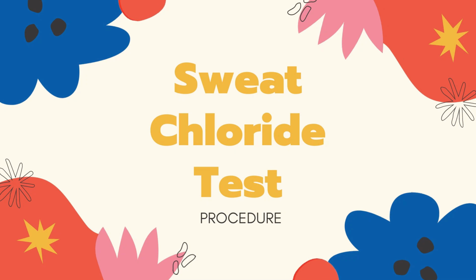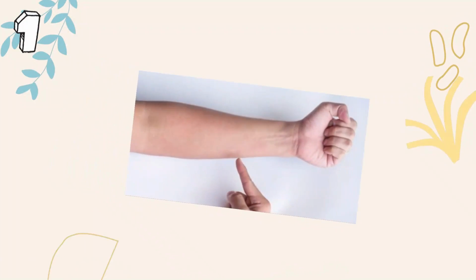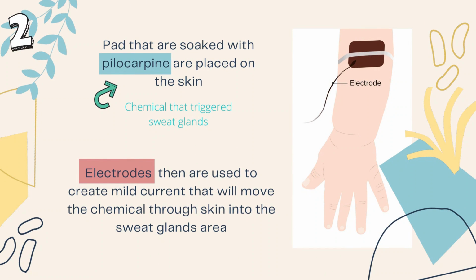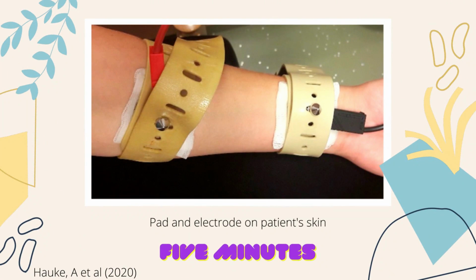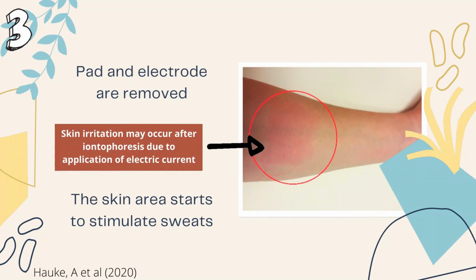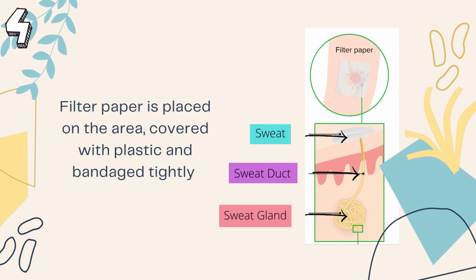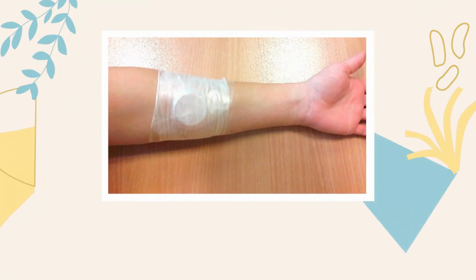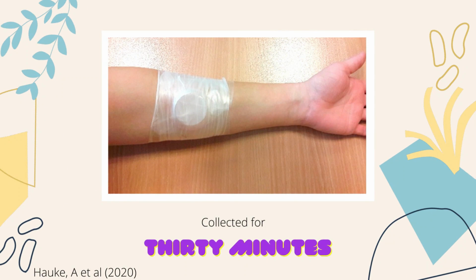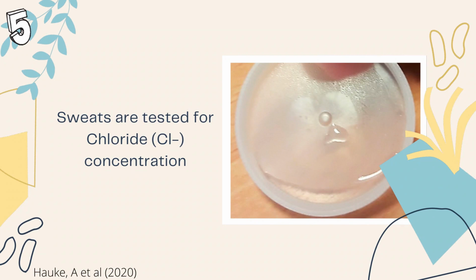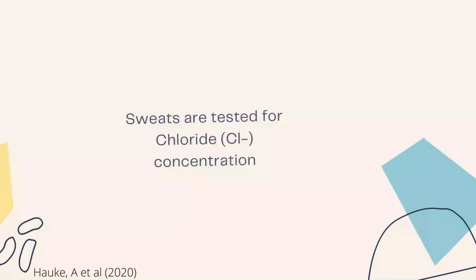Next, let's look into the procedure of this test. First, clean the patient's hand. Pads that are soaked with pilocarpine are placed on the skin. Electrodes are then used to move the chemical into sweat glands. Leave it for 5 minutes. Then the pad and electrodes are removed. We can see that the area starts to stimulate sweat. Sweat is collected for 30 minutes. The collected sweat is sent to the lab for the test.